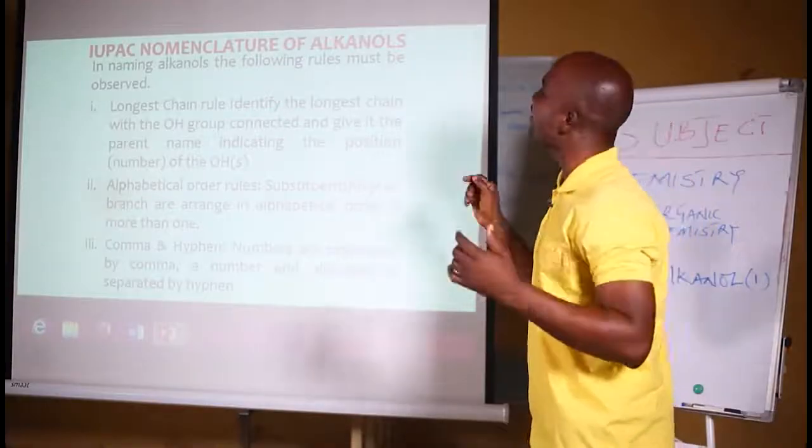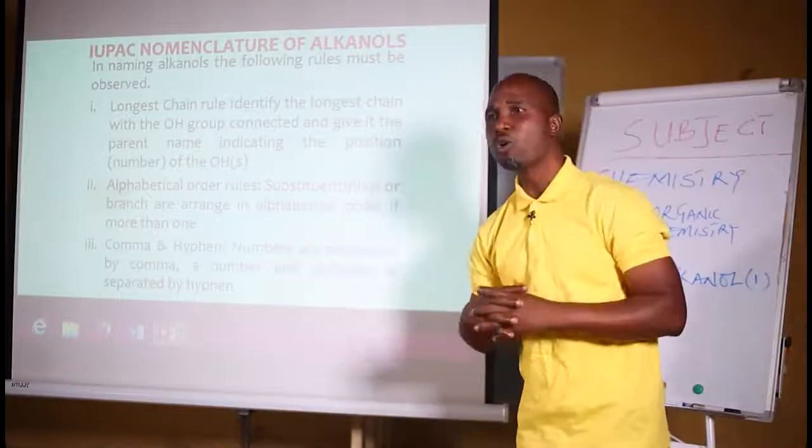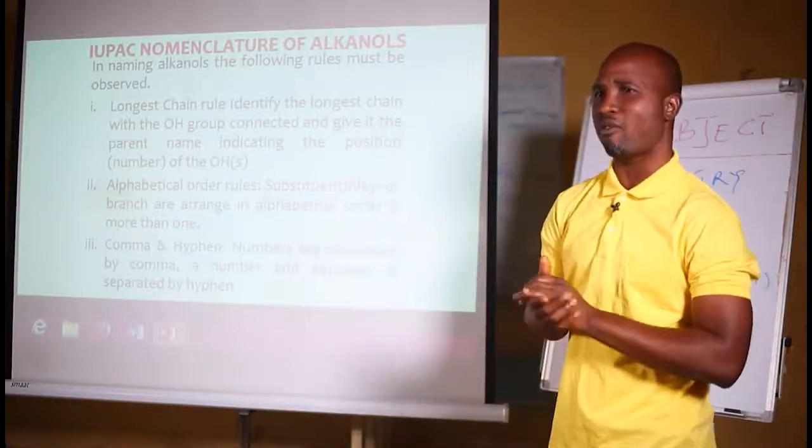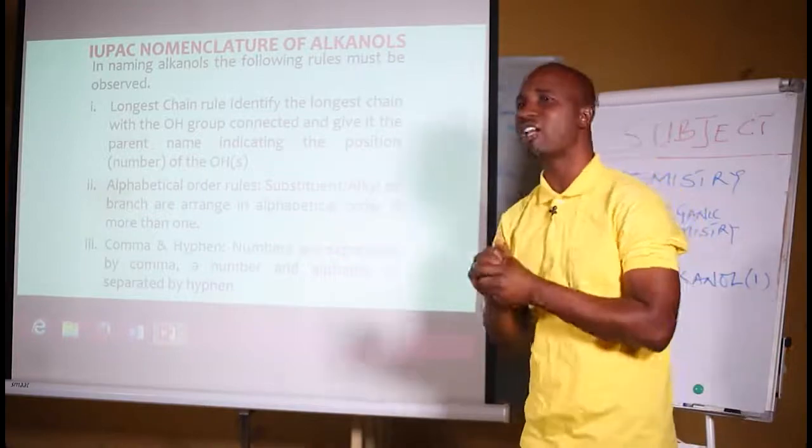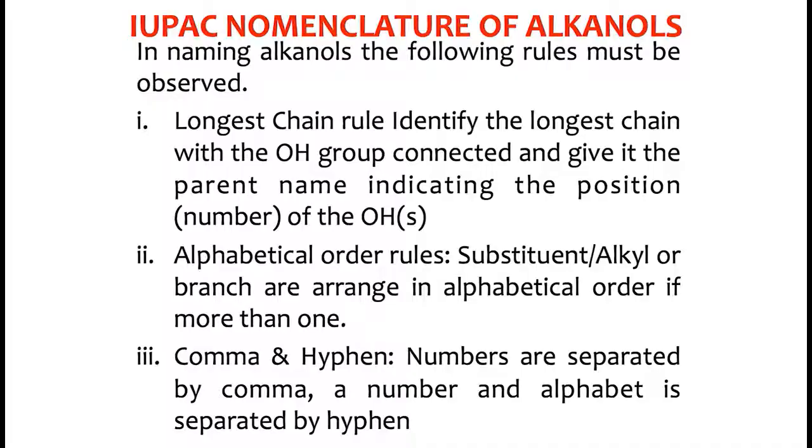Now we are coming to a very interesting aspect of alkanol, which is the IUPAC nomenclature of alkanols. Now this IUPAC nomenclature simply means the IUPAC system of naming alkanol. What is IUPAC? IUPAC stands for International Union of Pure and Applied Chemistry. So when we say IUPAC nomenclature, we mean the International Union of Pure and Applied Chemistry system of naming alkanols. Now, in naming alkanols, the following rules must be observed.